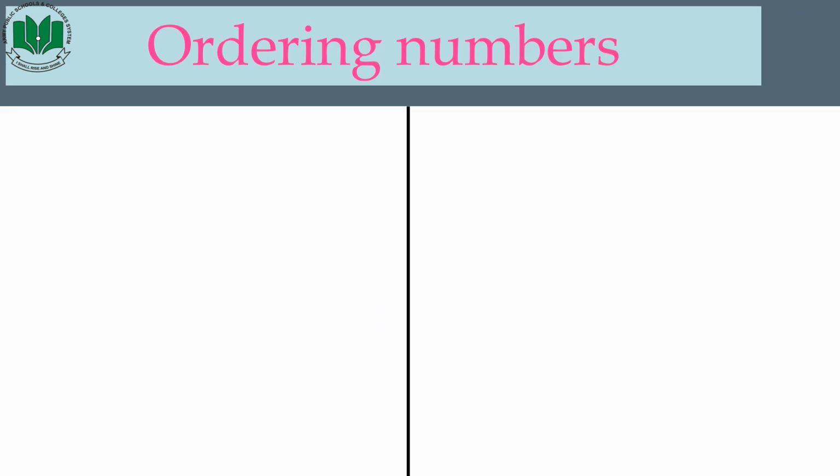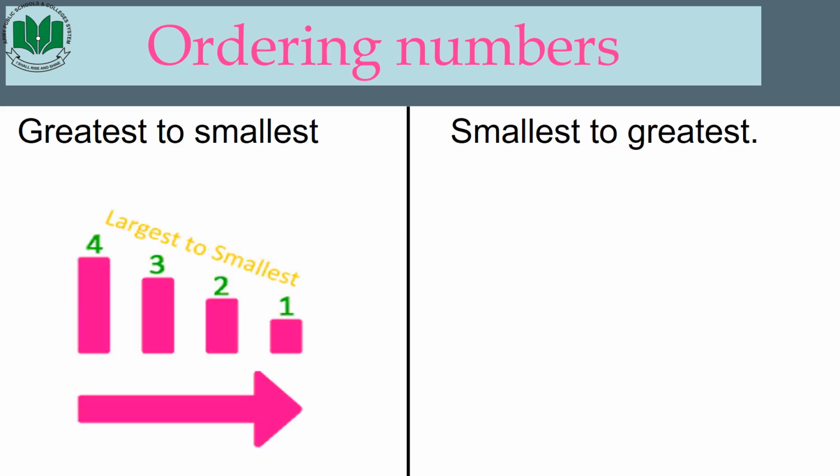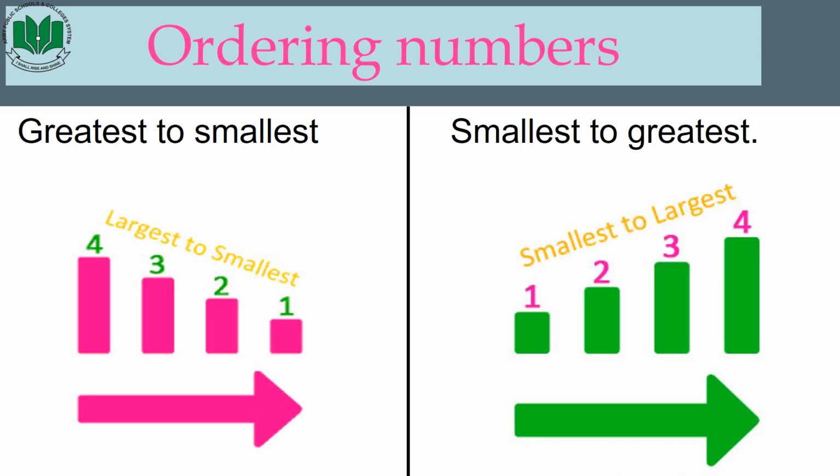Ordering numbers. You can arrange the numbers in two orders, that is greatest to smallest and smallest to greatest. In greatest to smallest, you have to start with the greatest number. After the greatest number, then the smaller one, then the smallest one, and in the last, you will place the smallest number. In smallest to greatest, you have to put the smallest number first, then the greater number, and in the last you have to place the greatest number.